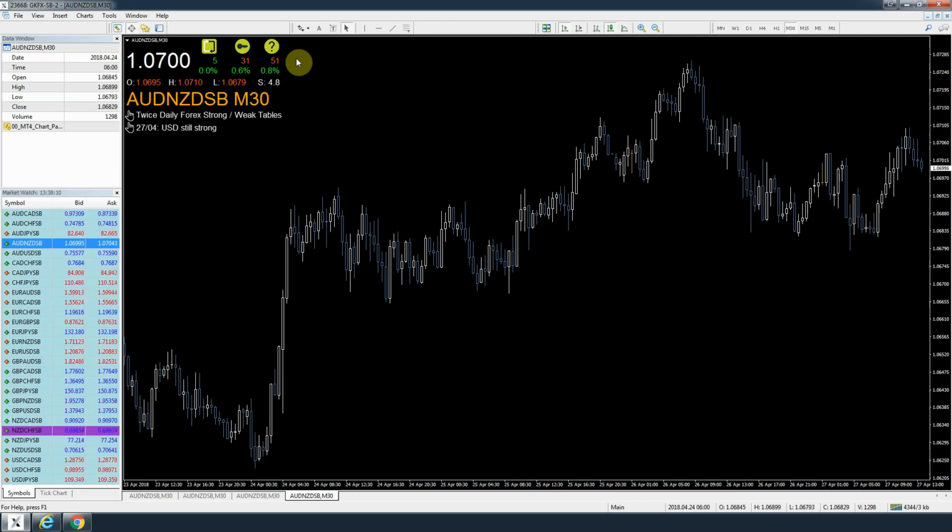The row underneath it, you'll notice they're all green. They've all got percentage markers behind them. The first one, 0%, pretty much flat on the day. We haven't really moved that much. 0.6% up on the week and 0.8% up on the month.